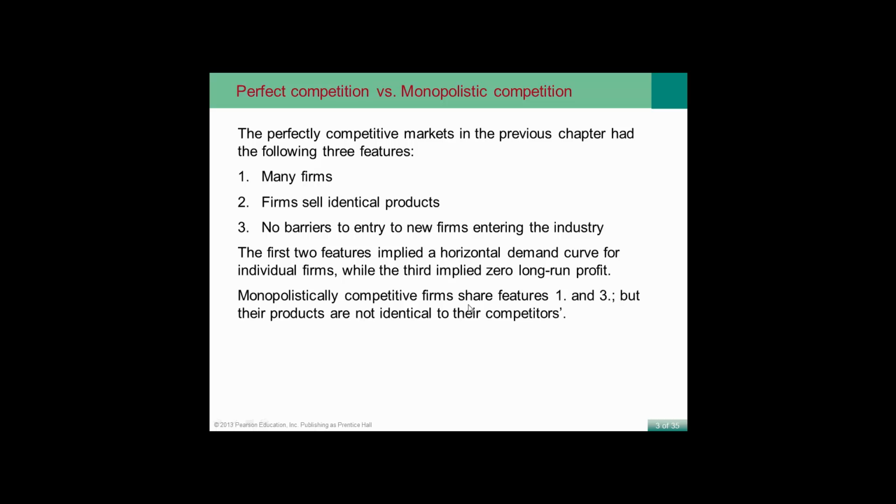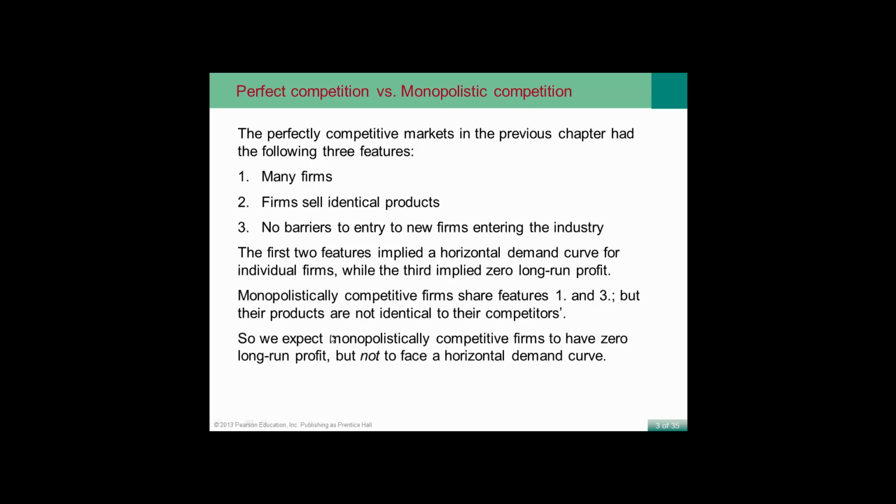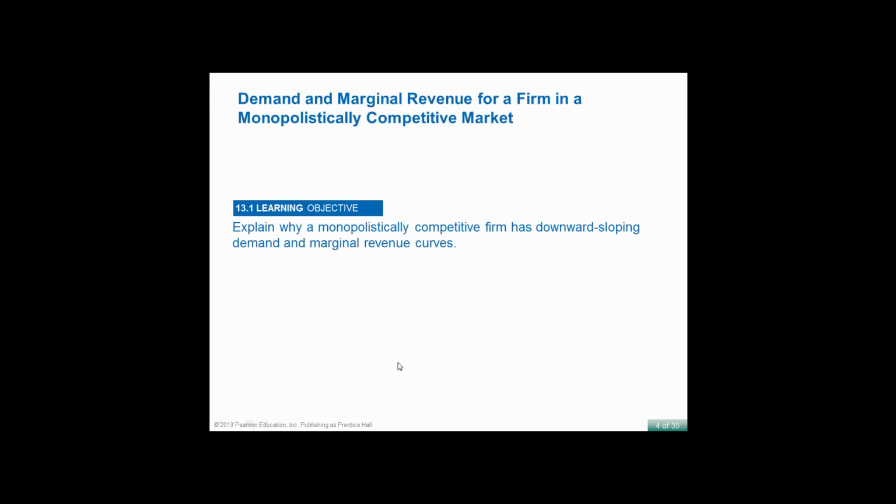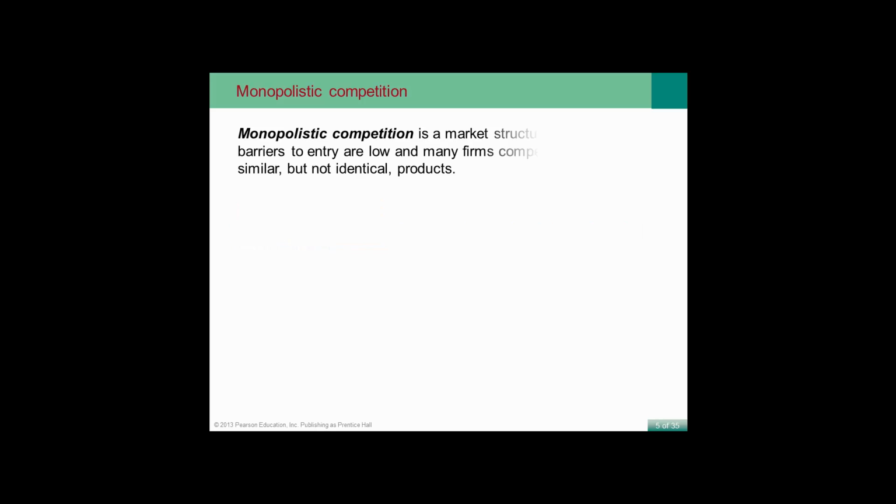Monopolistic competition shares features 1 and 3, but the thing is that firms are not selling exactly identical products. So this is where firms can differentiate themselves. We expect monopolistically competitive firms to have zero long-run profit, but not to face a horizontal demand curve. They're not necessarily price takers. So we're going to explain why monopolistically competitive firms have a downward sloping demand curve and marginal revenue.